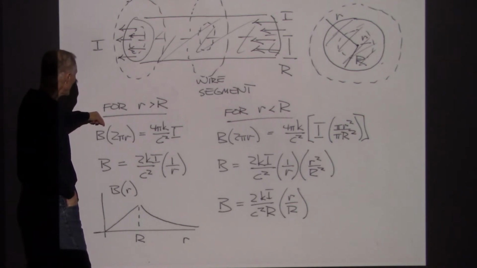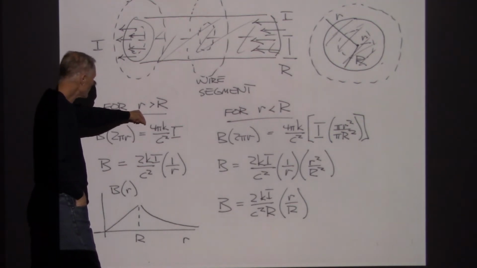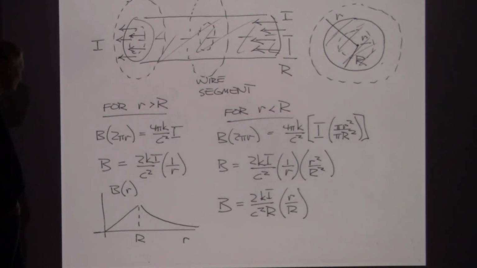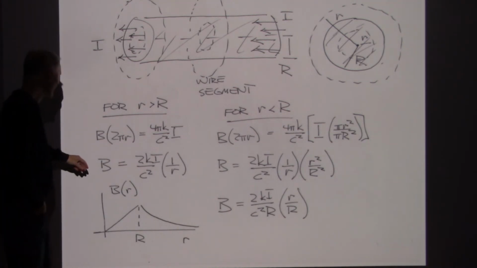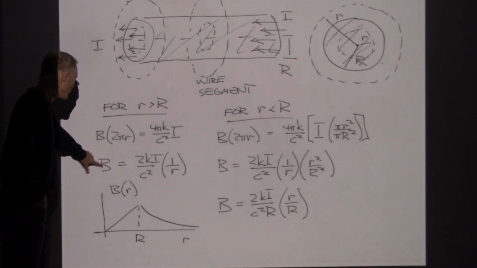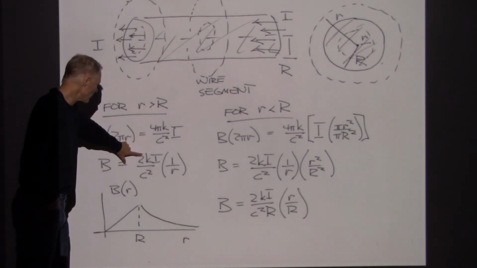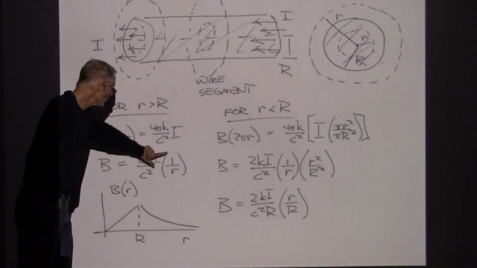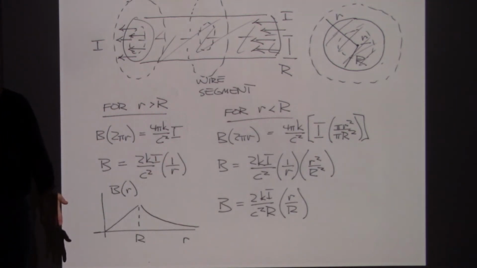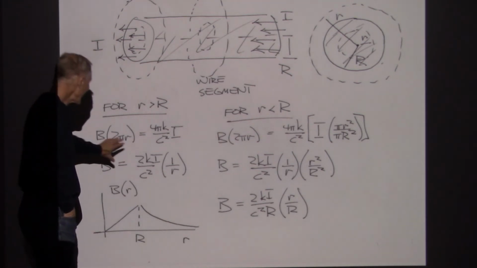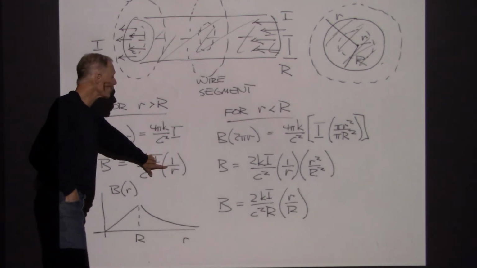So B times 2 pi r is equal to 4 pi k over c squared times I. Then, with the magnetic field formula, I've divided through by 2 pi r. I canceled out the 4 pi. I'm left with 2 k I over c squared, times 1 over r. There it is. That's the formula that we got for a long current carrying wire. And that's outside. So outside it's behaving like 1 over r.